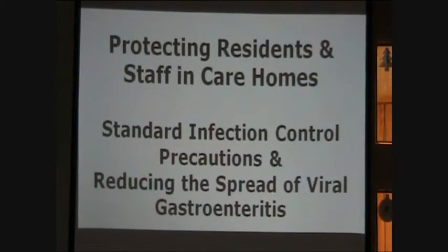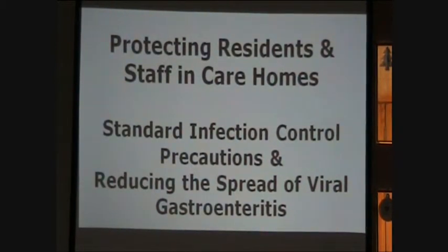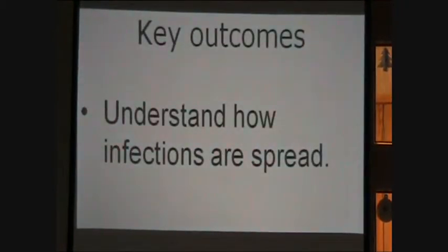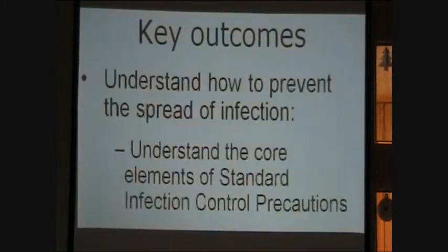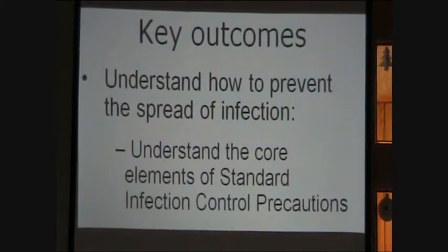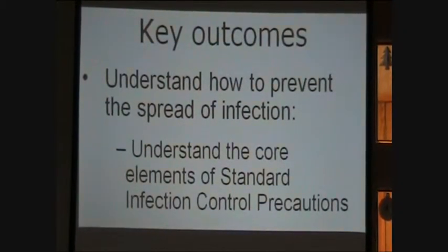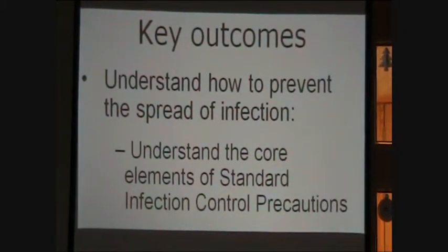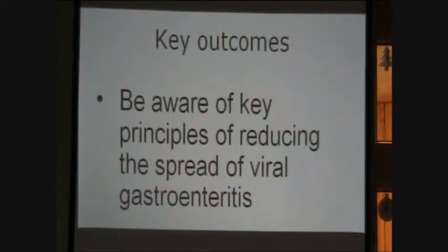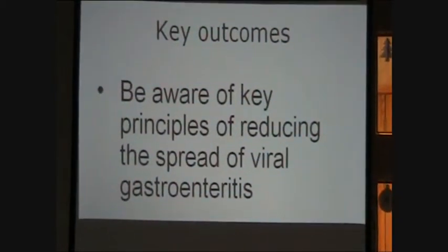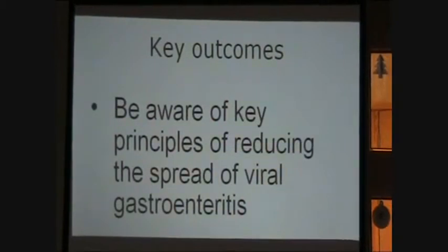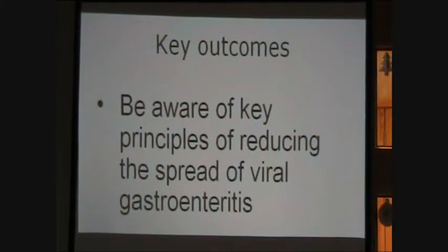This presentation is part of a series of presentations on infection control in care homes. The key outcomes are to understand how infections are spread and to understand how to prevent the spread of infection by understanding the core elements of standard infection control precautions. Also, to understand the key principles of reducing the spread of viral gastroenteritis in care homes.